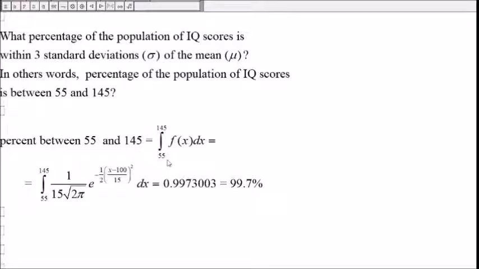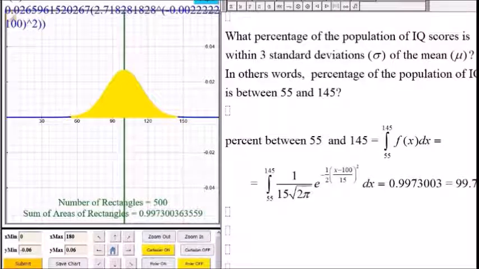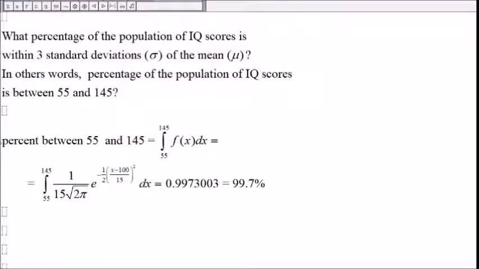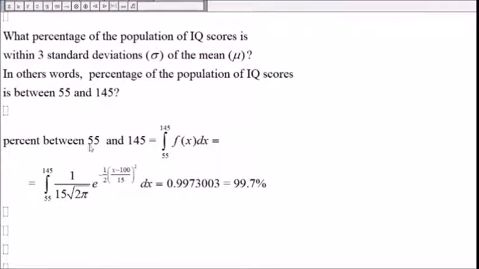Therefore we want the integral from 55 to 145. Again, this is the graph of the probability density function, which is this function right here. And this is the area between 55 and 145. It would be 0.9973, or 99.7%. And so the percentage of the population with IQ scores between 55 and 145 is 99.7%. Almost everybody has IQ scores between 55 and 145.